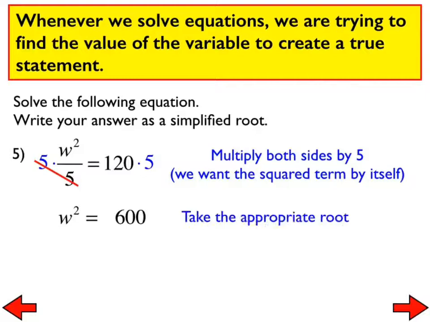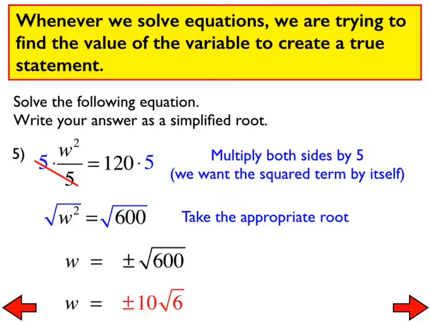All right, so we take the square root of both sides, and we have w equals plus or minus the square root of 600, but the square root of 600 can be simplified to 10 root 6, so it is w equals plus or minus 10 times the square root of 6. Okay? All right, everybody try number 6.